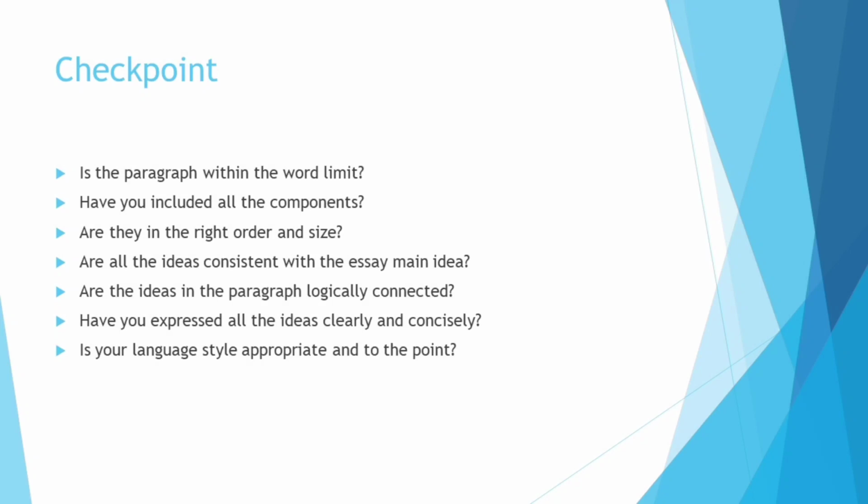Are all the ideas consistent with the essay main idea? You shouldn't change direction. Are the ideas in the paragraph logically connected? Again, everything that you mention in any paragraph should be logically connected to whatever comes before and after. Have you expressed all the ideas clearly and concisely? You remember that expressing everything in few words but clearly is one of the main features of academic writing. And is your language style appropriate and to the point? Are you avoiding personal language? Are you avoiding informal language and cliches? Are you following the guidelines that we have for academic writing?